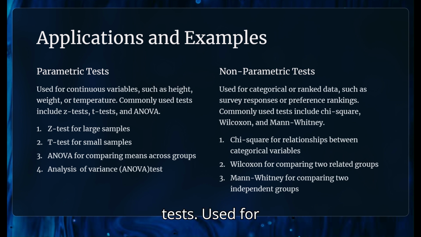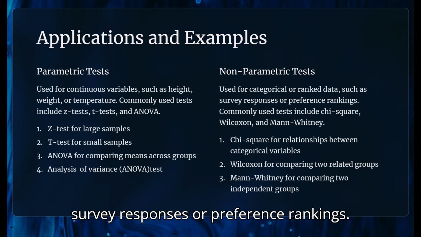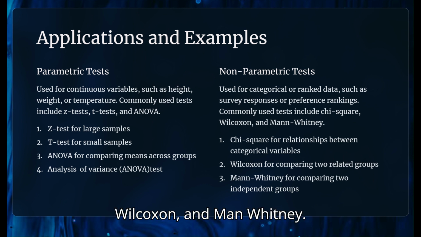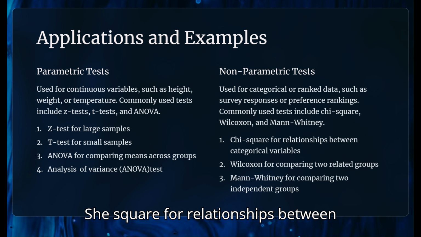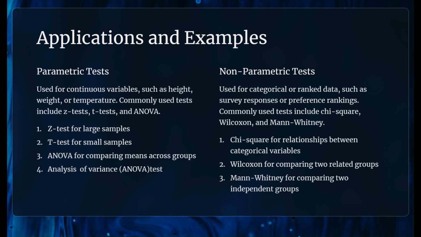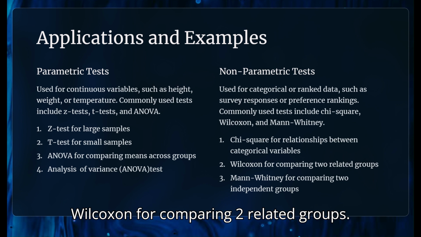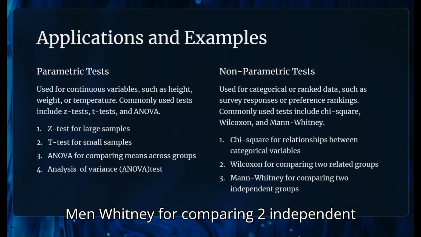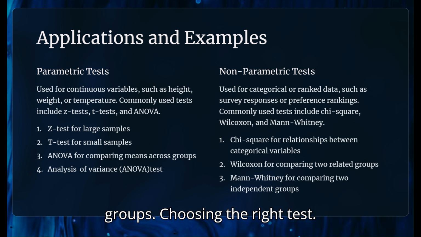Non-parametric tests. Used for categorical or ranked data, such as survey responses or preference rankings. Commonly used tests include chi-square, Wilcoxon, and Mann-Whitney. Chi-square for relationships between categorical variables. Wilcoxon for comparing two related groups. Mann-Whitney for comparing two independent groups.